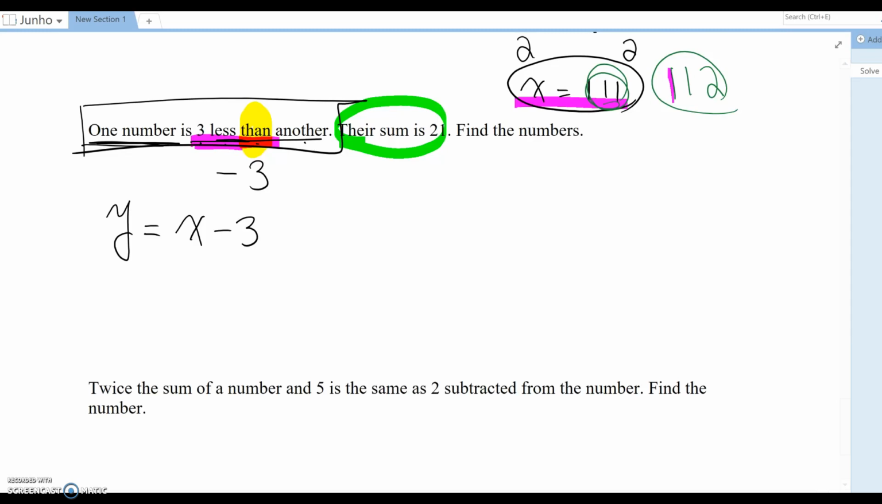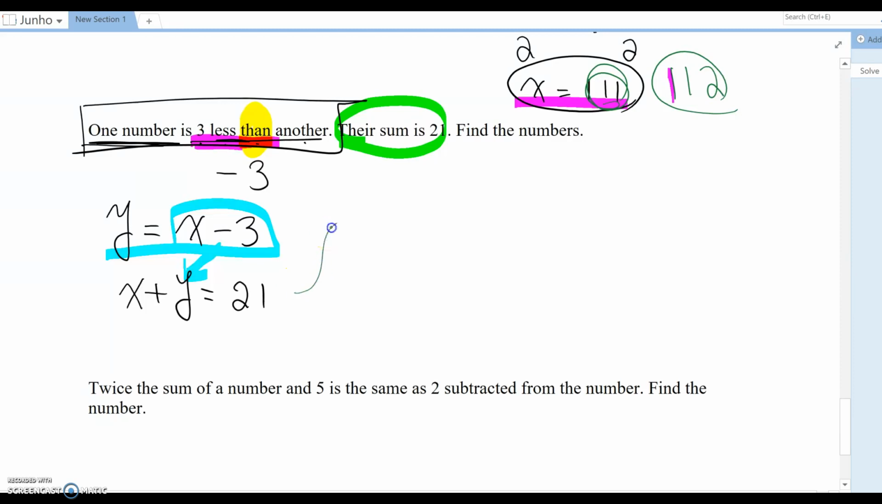So I defined two numbers x and y, so I can make x plus y equal to 21. But now, based on the first sentence, we defined y equals x minus 3. So you replace this value into y here. Then this equation will be based on the x value. So this becomes x plus (x minus 3) equals 21.